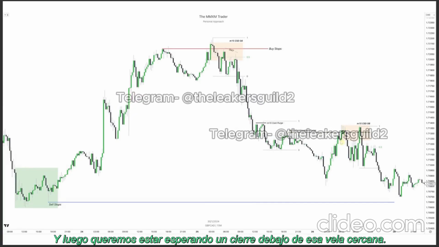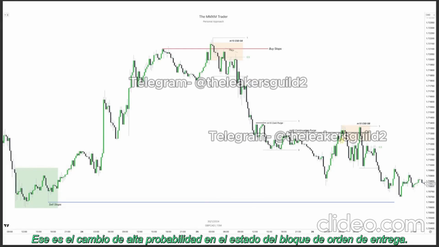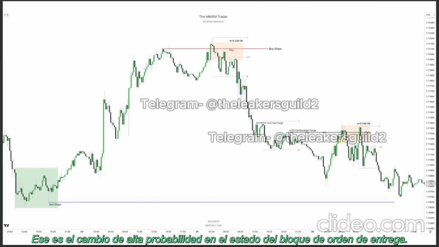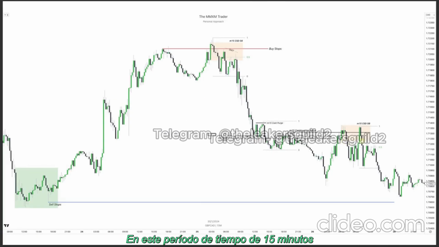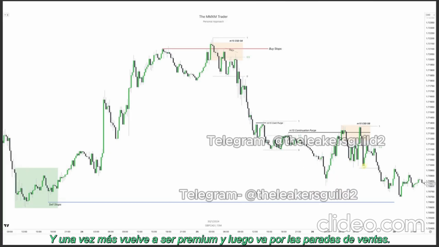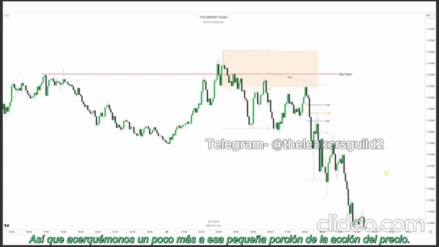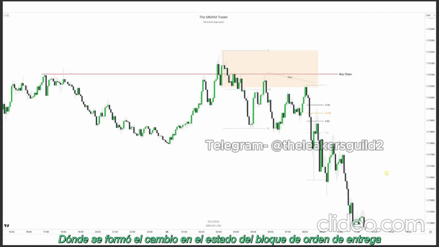And then we want to be waiting for a closure below that up close candle, right? That is the high probability change in the state of delivery order block on this 15-minute time frame. You can see price comes back into it and then declines, and one more time comes back into premium and then goes for the sell stops. So let's zoom in a little bit more on that little piece of price action where the change in the state of delivery order block formed.